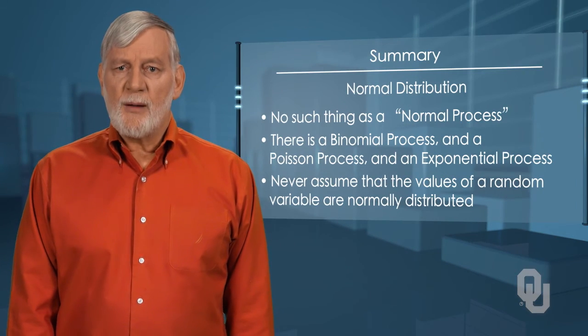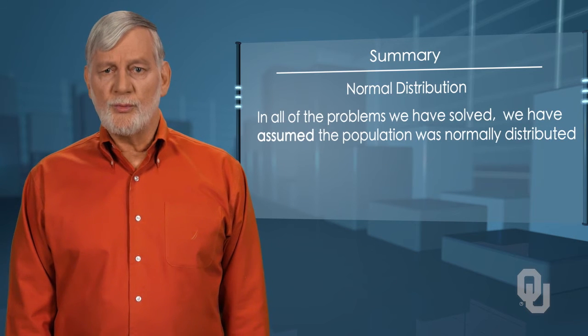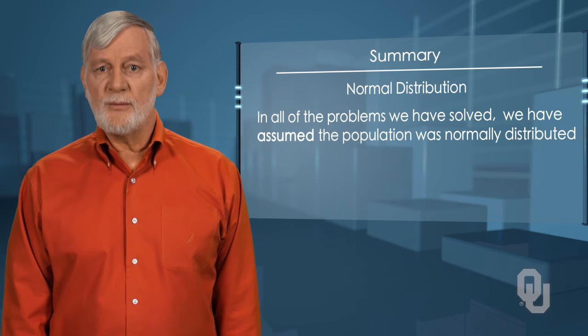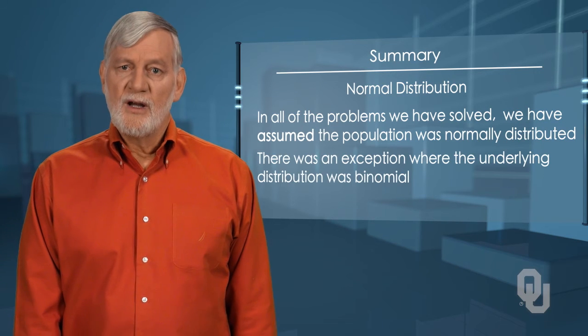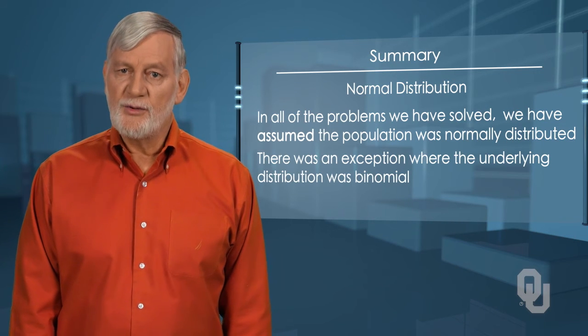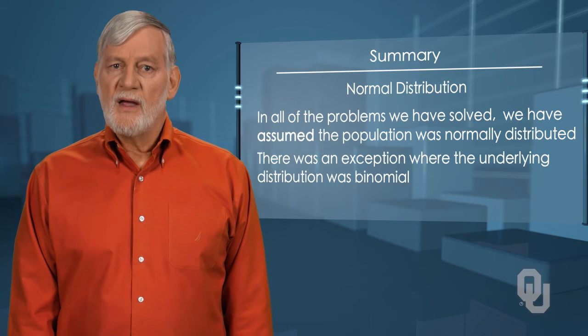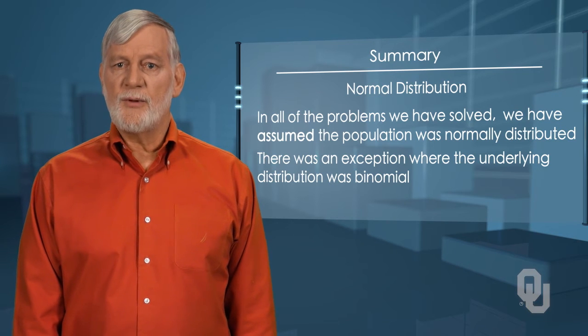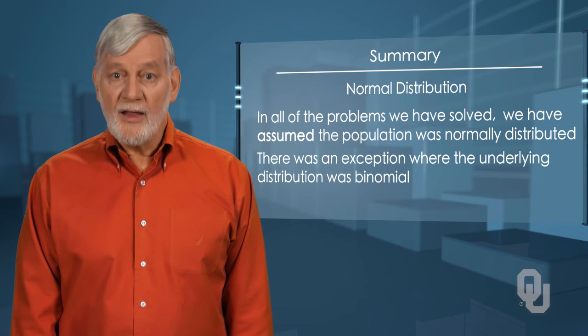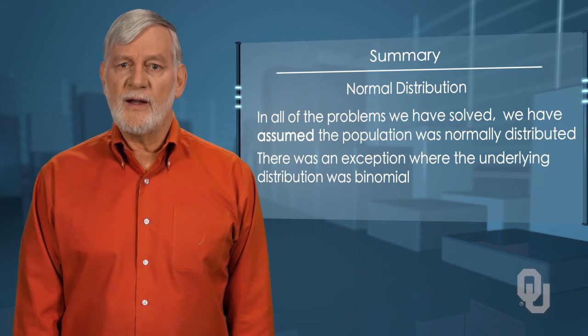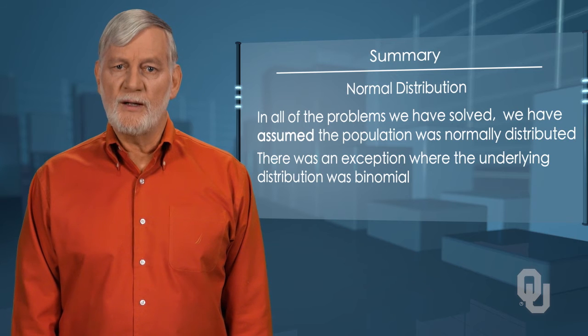And in all the problems that we solved, we had to assume that the population was normally distributed for us to solve the problem. There was, however, the exception for those cases where the underlying distribution was binomial. There is a mathematical link from the binomial to the normal distribution that allows for this estimation. Otherwise, we need to be told that the distribution is normally distributed.